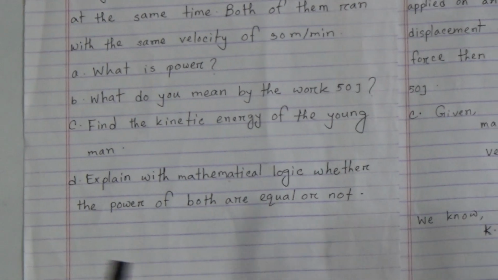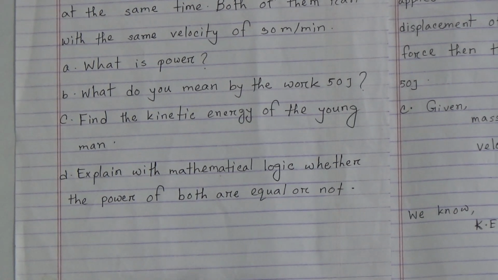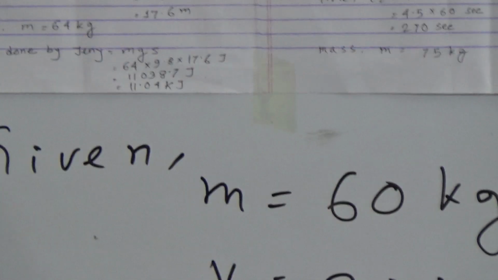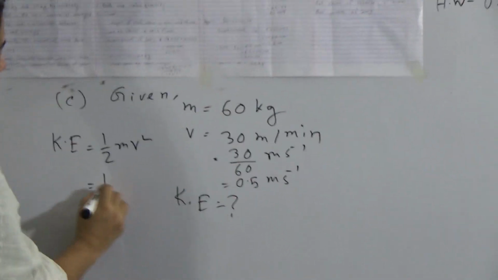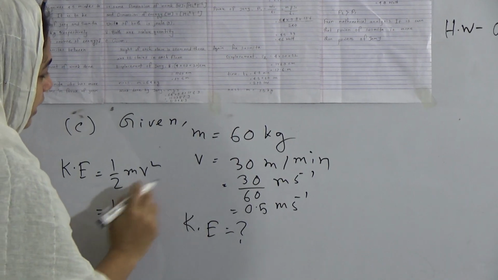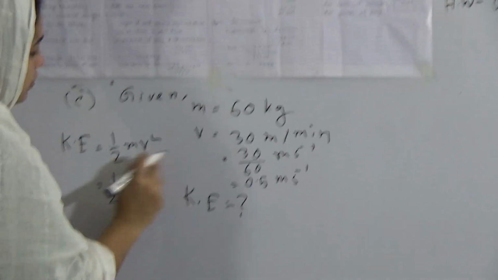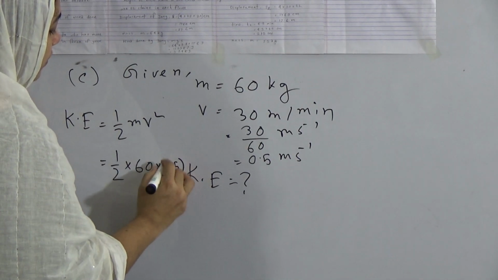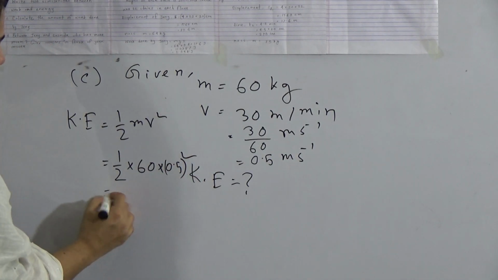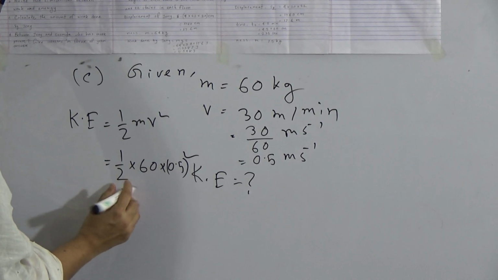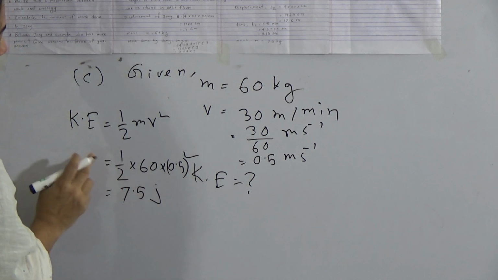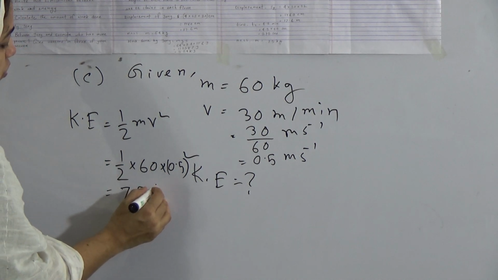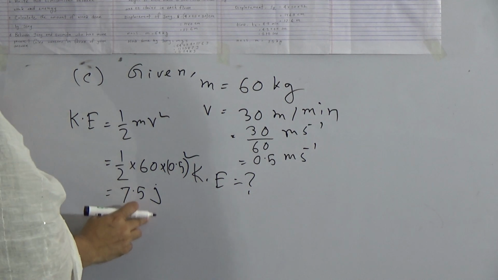So kinetic energy KE equals what? We know the formula of kinetic energy: KE equals half mv square. So put the value now. m means 60 kg into v means 0.5 whole square. Then by doing this calculation you will get 7.5 joule. The unit of kinetic energy is joule, so the answer will be 7.5 joule.